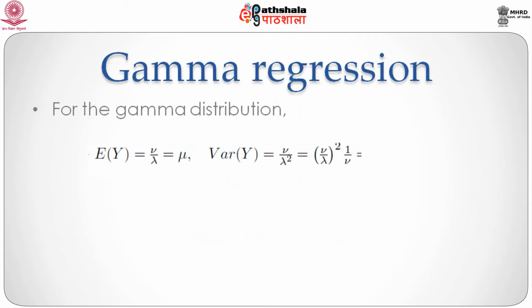To motivate gamma regression, note that for the gamma distribution, it is possible to show that expectation of y is equal to nu by lambda equal to mu and variance of y is equal to nu by lambda square, which we can parameterize as nu over lambda whole squared into 1 over mu. The link function is g of mu i equal to log of mu i.